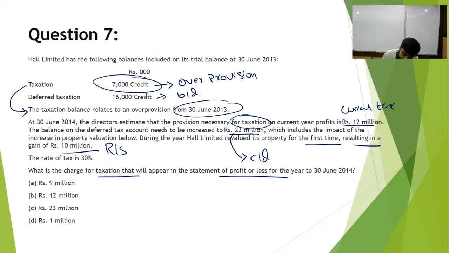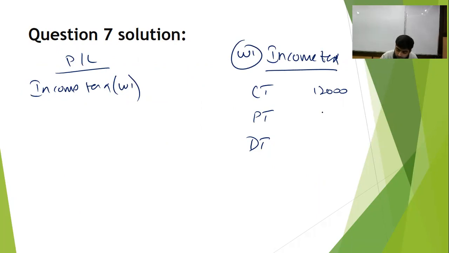Prior tax, the 7,000 is the credit balance. It means an over provision. We need to reduce the tax for the current year. Prior tax, over provision, it means you have recognized the excess expense, but now you have to reduce your income tax for the year by 7,000.